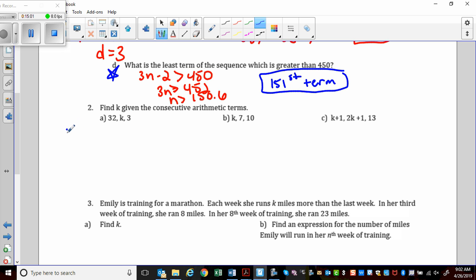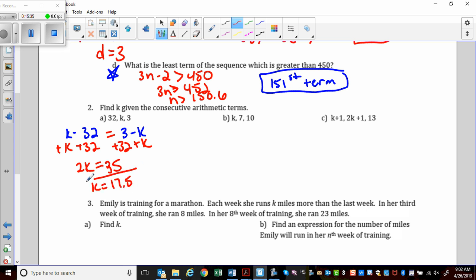So we do k minus 32 and 3 minus k. They actually have to be equal, right? 3 minus k and k minus 32 have to be equal. So let's set them equal and find out what k is. I can move the k to the left and move my 32 to the right, and I'm going to get 2k equals 35. Divide by 2, k equals 17.5. That can be a decimal, just leave it like this. We don't round.